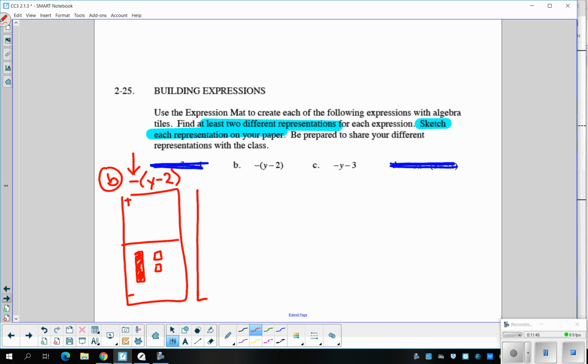I could also show it like this, because I'm thinking, what is the opposite of y? The opposite of y is actually a -y.